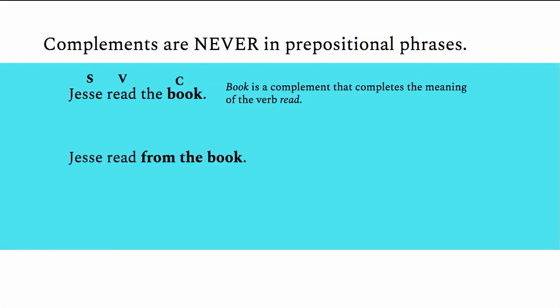The next sentence is slightly different. Jessie read from the book. Jessie's still the subject. Read is still the verb. But now I have a slightly different structure. I have from the book. That preposition from changes the way book is operating in this sentence. Book is now the object of the preposition from rather than being an object of the verb read.